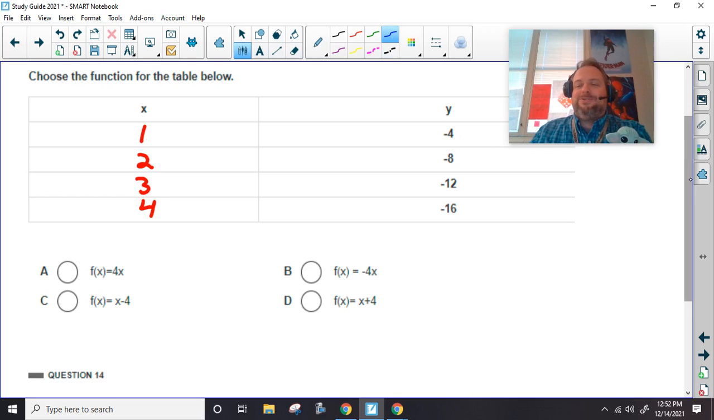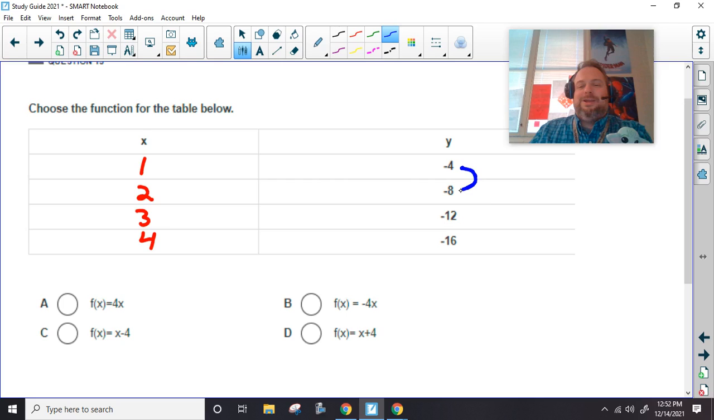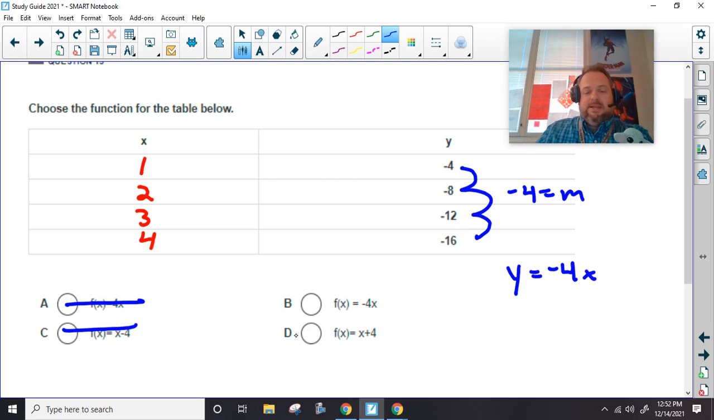So let's look at our Y values here. So what's happening with our Y values? Yeah, you're subtracting 4. That is our M. Okay, so we know it's linear. So we know we're going to have y equals -4 and then x. Well, actually, it's none of these. It actually is going to end up being b.